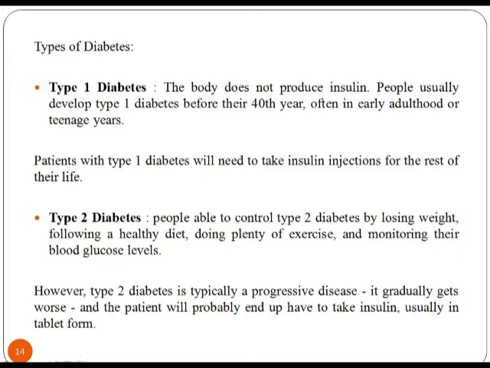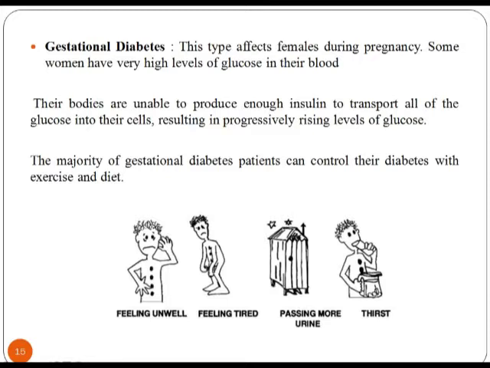However, this type of diabetes is typically a progressive disease. It gradually gets worse and the patient will probably end up having to take insulin or, usually, tablets. Gestational diabetes. This type affects women during pregnancy. Some women have very high levels of glucose in their blood. Their bodies are unable to produce enough insulin to transport all of the glucose into their cells, resulting in progressively rising levels of glucose. The majority of gestational diabetic patients can control their diabetes with exercise and diet.